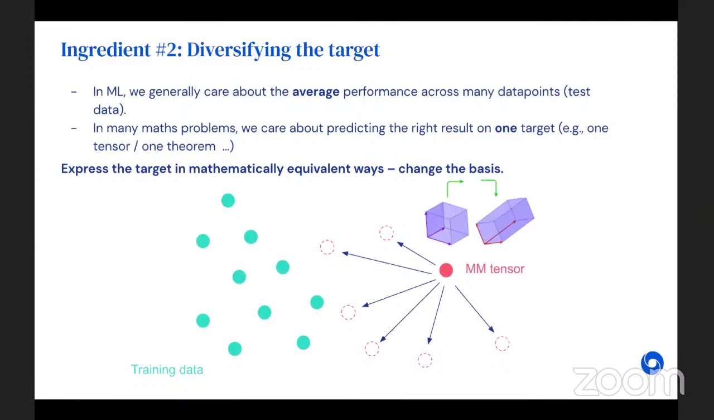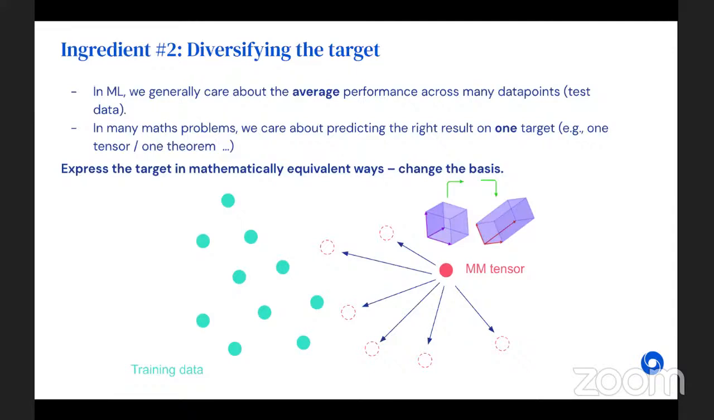So you have this matrix multiplication tensor, which you care about, as I said. What you can do is generate random changes of basis, right? Which therefore generate other tensors that are equivalent. We know for sure they are equivalent to the original tensor in the sense that if you decompose this other tensor, then you automatically have a decomposition for the original tensor because you can just apply the inverse transform, right?